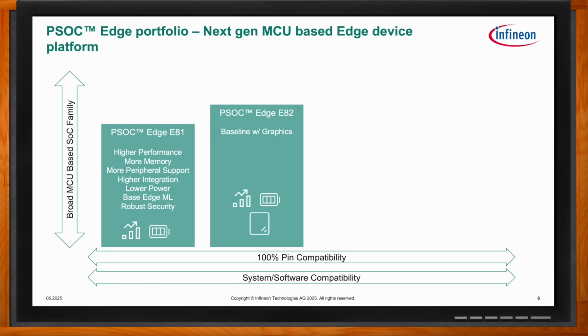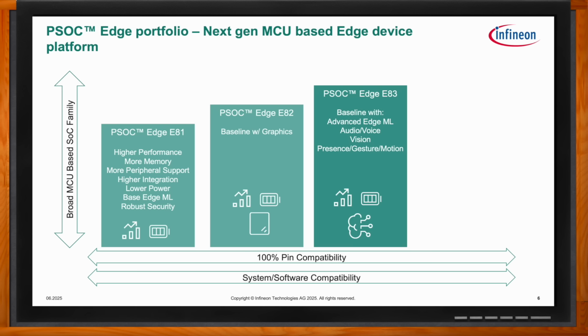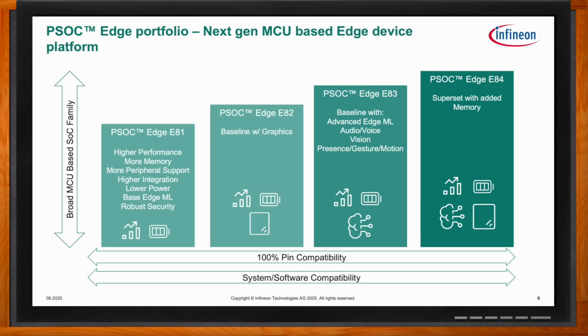If you need advanced machine learning, and this is something that we believe is going to be the trend and where all the different developers are going to be moving forward, we have the PSoC Edge E83. So it's the baseline, but on top of that, we are adding advanced ML capabilities for audio, voice, vision, as well as presence, gesture, and motion use cases. And the superset of our family, the one that has it all, is, of course, our PSoC Edge E84. We have even more memory in this particular microcontroller. We are adding graphics, we are adding advanced machine learning capabilities, and we have everything enabled in the PSoC Edge E84.